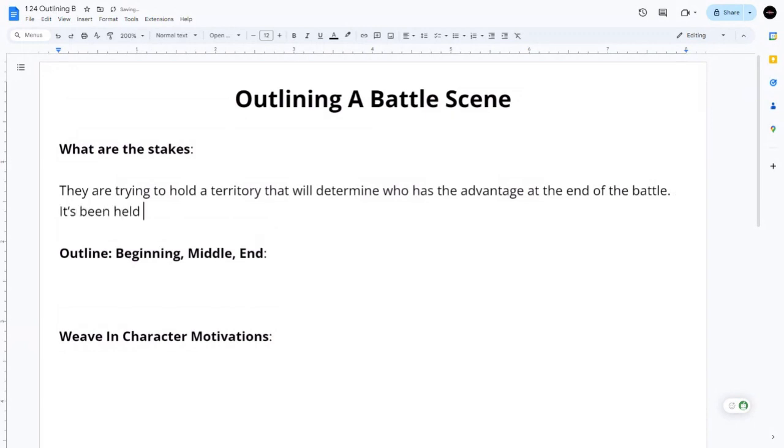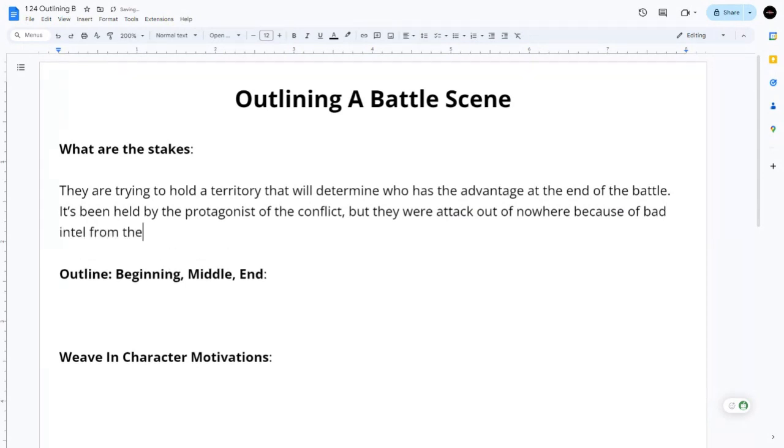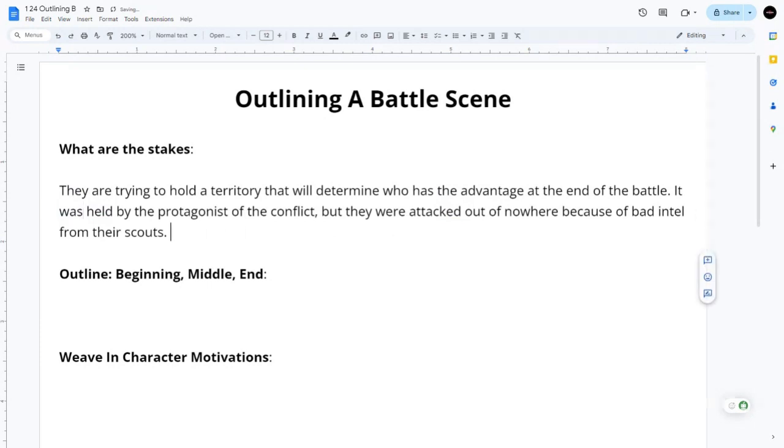It's been held by the protagonist of the conflict, but they were attacked out of nowhere because of bad intel. That's not bad. Bad intel from their scouts. Why? Because their scouts were... we don't have to worry about that. It's gone too deep. I'm not writing a story. It was held by the protagonist of the conflict first. But okay.